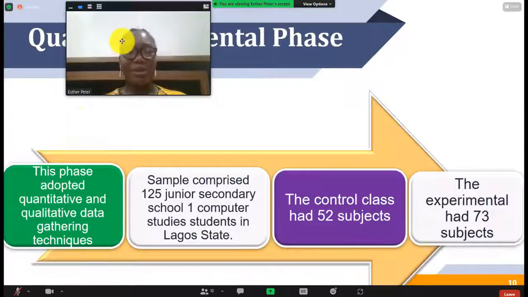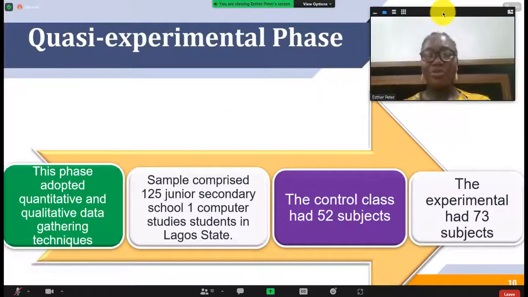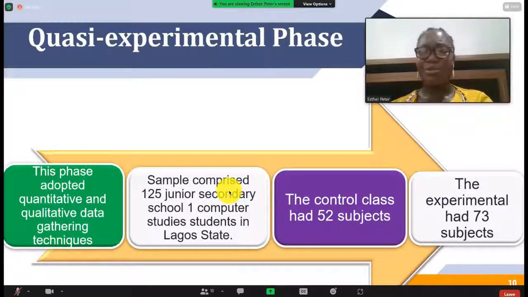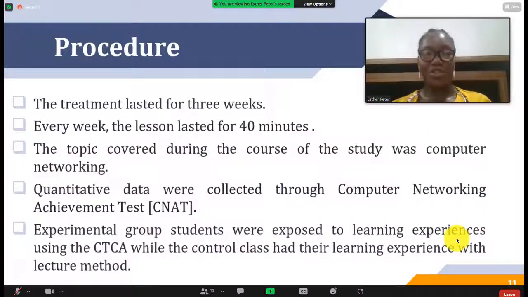The quasi-experimental phase adopted quantitative and qualitative data gathering techniques, and the sample comprised 125 junior secondary school one students, which is equivalent to grade 7 in the US. The control class had 52 subjects. The experimental had 73 subjects. The treatment lasted for 3 weeks, and every week the lesson lasted for 40 minutes.